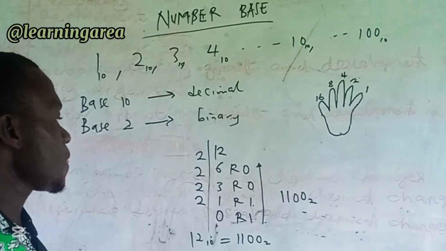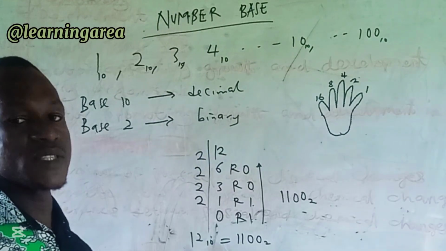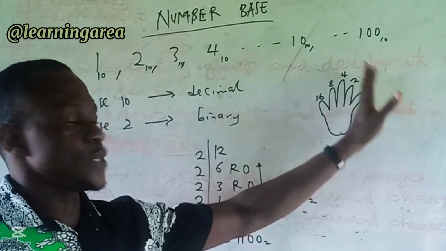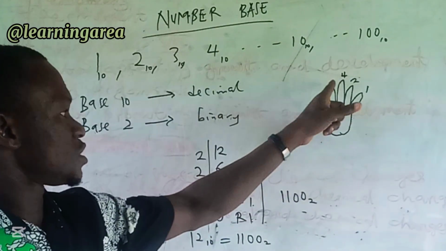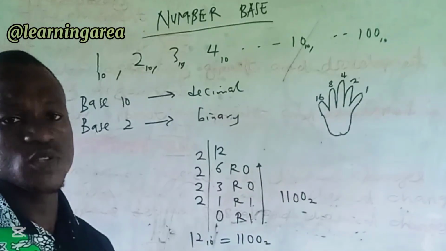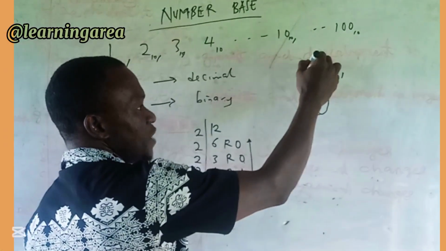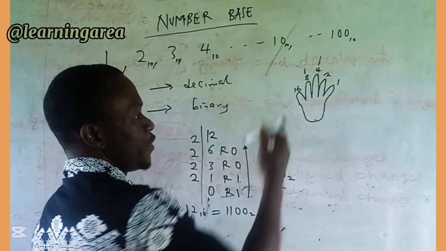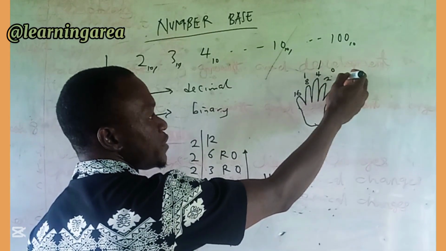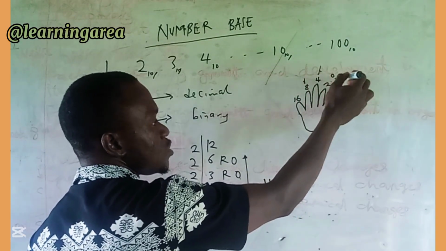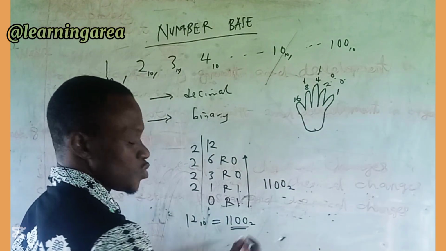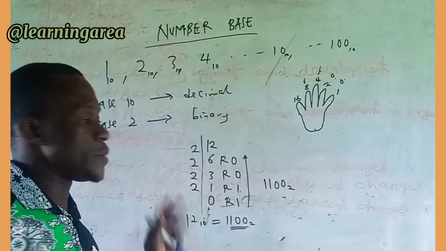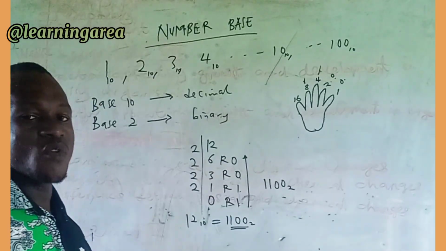Follow me. I want to convert 12 in base 10 to a number in base 2. I just have to manipulate these numbers to give me 12. Of course, 8 plus 4 gives me 12. So I've taken 8, let me call it 1. I've taken 4, that is 1. Every other number after that will be 0. So 1, 1, 0, 0. So even if I don't do the long division, I'll be able to get 12 to be 1100.